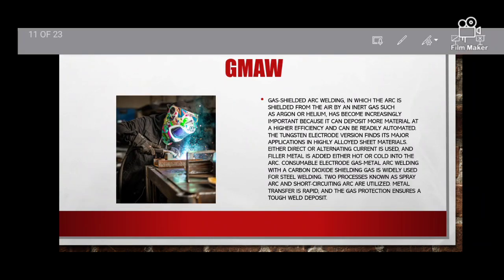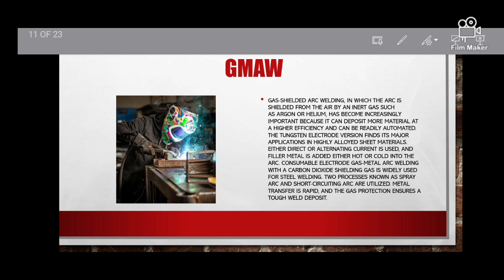GMAW, gas shielded arc welding, in which the arc is shielded from the air by an inert gas such as argon or helium, has become increasingly important because it can deposit more material at a higher efficiency and can be readily automated. The tungsten electrode version finds its major application in highly alloyed sheet materials.